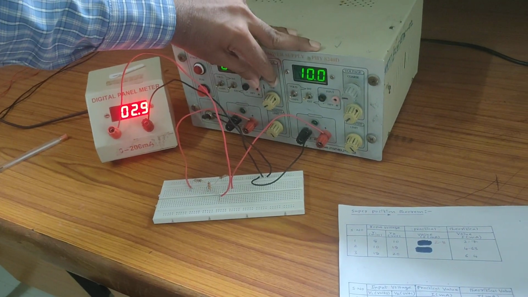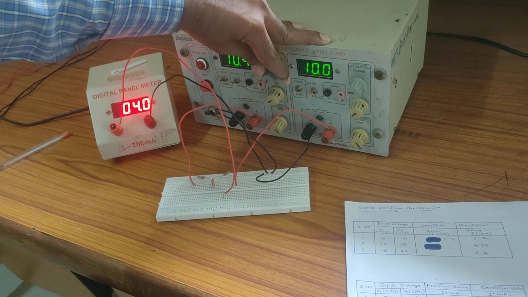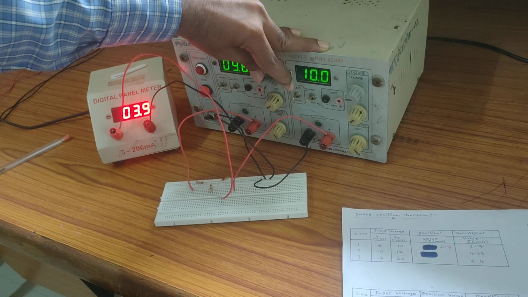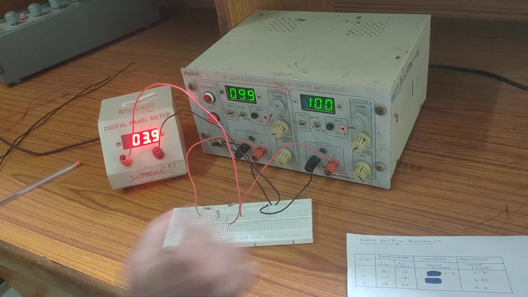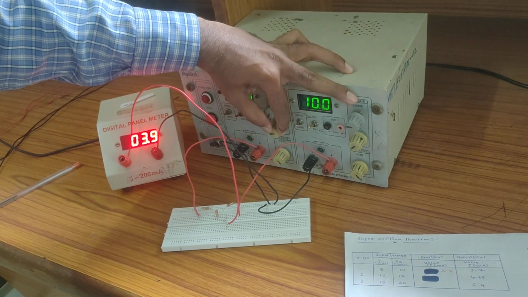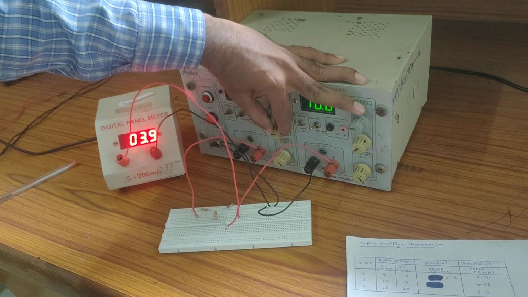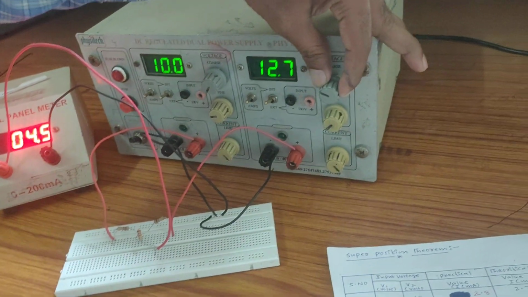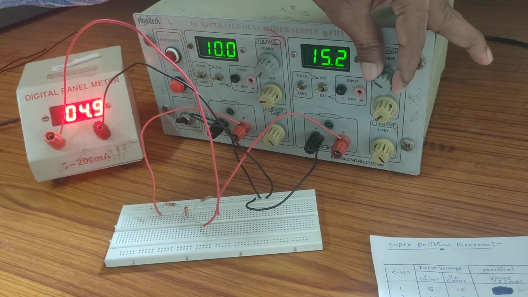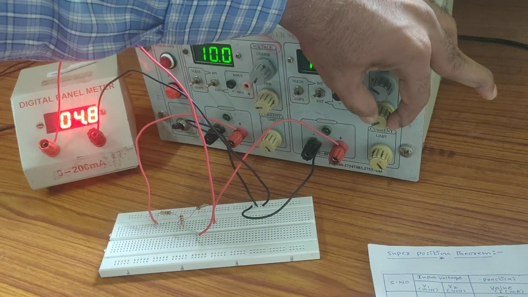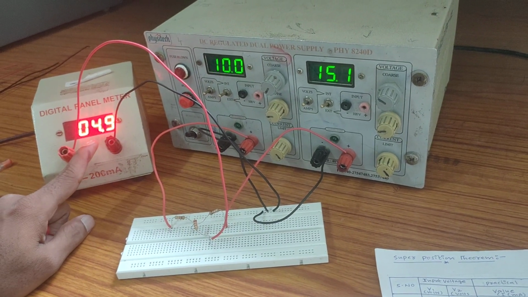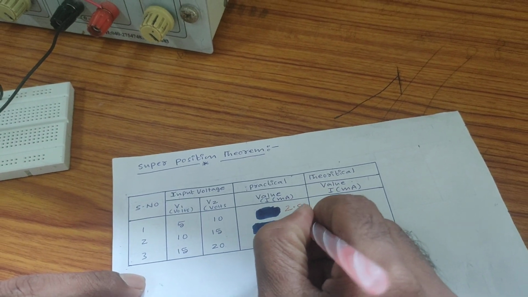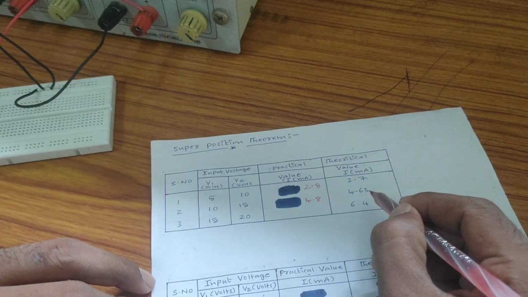Next case, V1 set to 10 volts and V2 set to 15 volts. Okay, note down the corresponding ammeter reading, right? That is here 4.8 milliamperes, theoretical value will be 4.63, approximately equal, right?